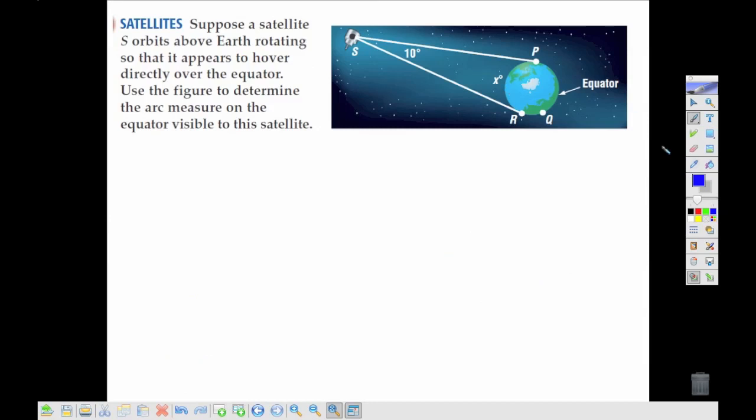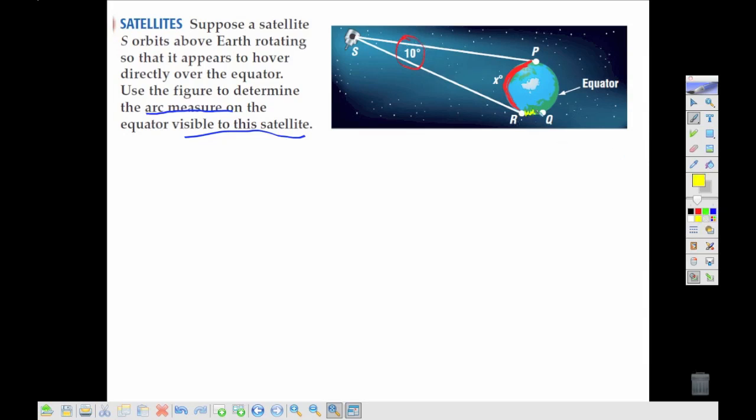Now this could be useful in a problem like this. We have a satellite up above the Earth looking down, and we want to know what the arc measure is that's actually visible to the satellite. So we're thinking of this as the small part here, coming around from P to R, and we're calling that x. Notice they haven't given us any other angle measures except for the satellite.